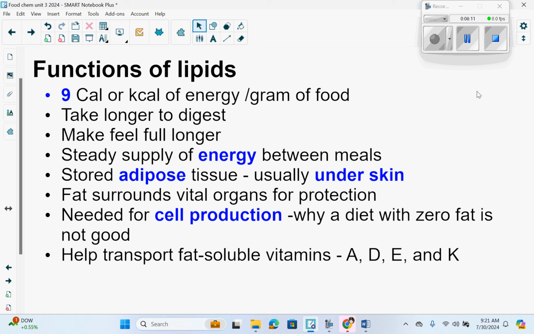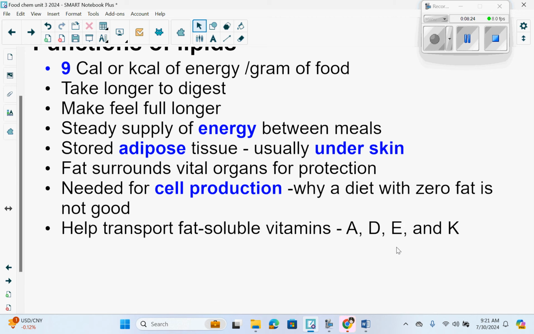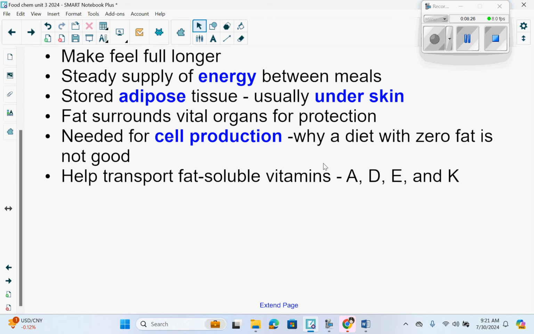Fat surrounds vital organs for protection. Fats are needed for cell production. It's why a diet with 0 fat is not good. Fats help transport fat-soluble vitamins A, D, E, and K. And we have a whole unit on vitamins where we'll talk about those.